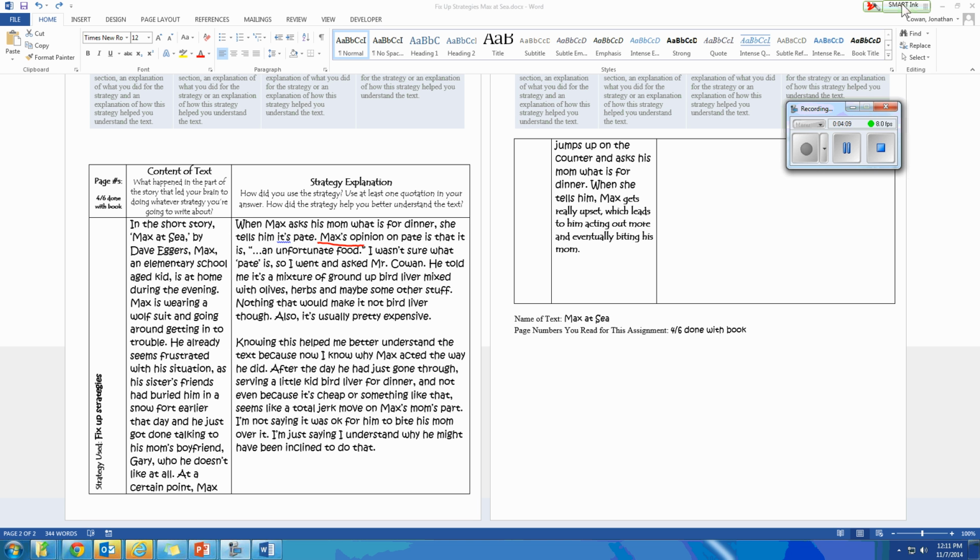And in my personal opinion, I love pate. I think it's great, but I'm a grown-up. I'm not a third grader. I wouldn't have liked this when I was a third grader either. So let's go on and figure out, like, how did knowing that really help me understand the text better?